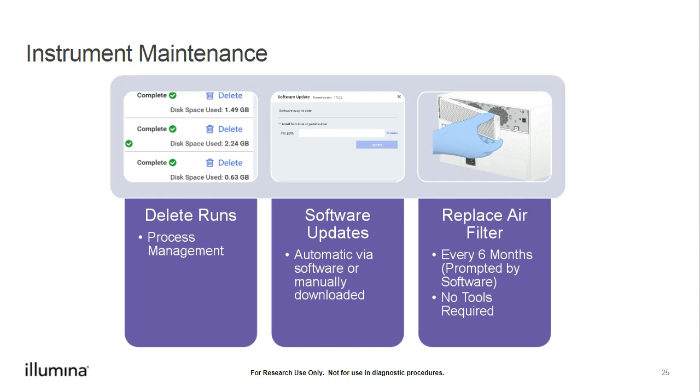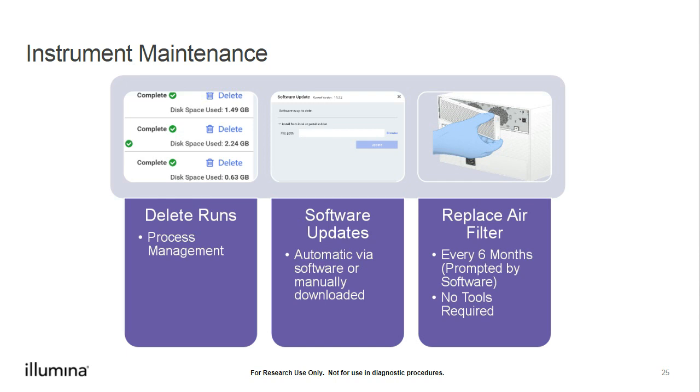As we talked about, like with the V2 control software, if your instrument's connected to the internet, the instrument will let you know when a software update is available. And so if that software update's available, you can click a button on the iSeq control software that will start that update for you automatically. Or you can manually download that control software and set it up on the instrument and run it manually.